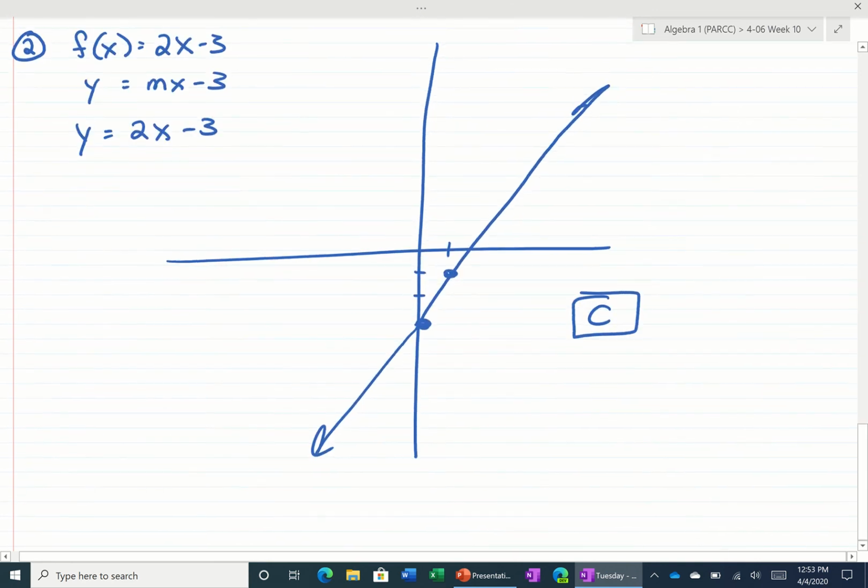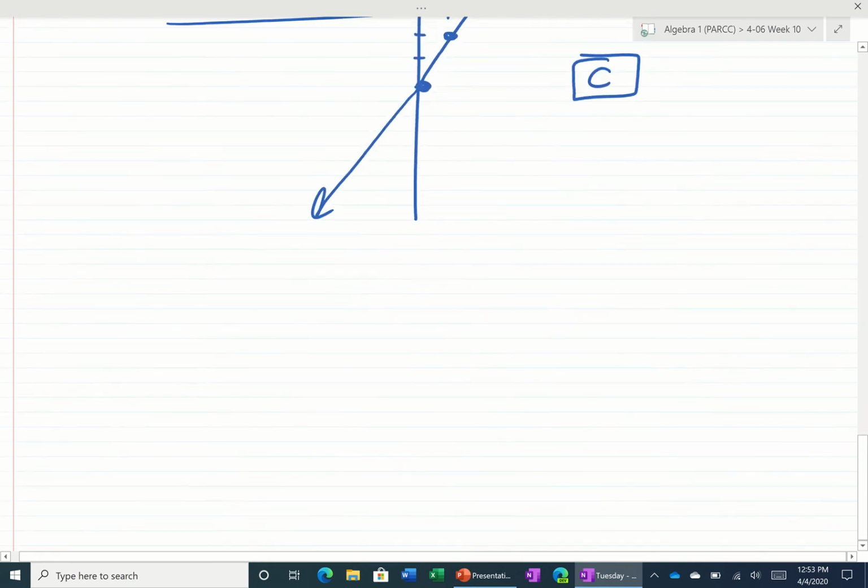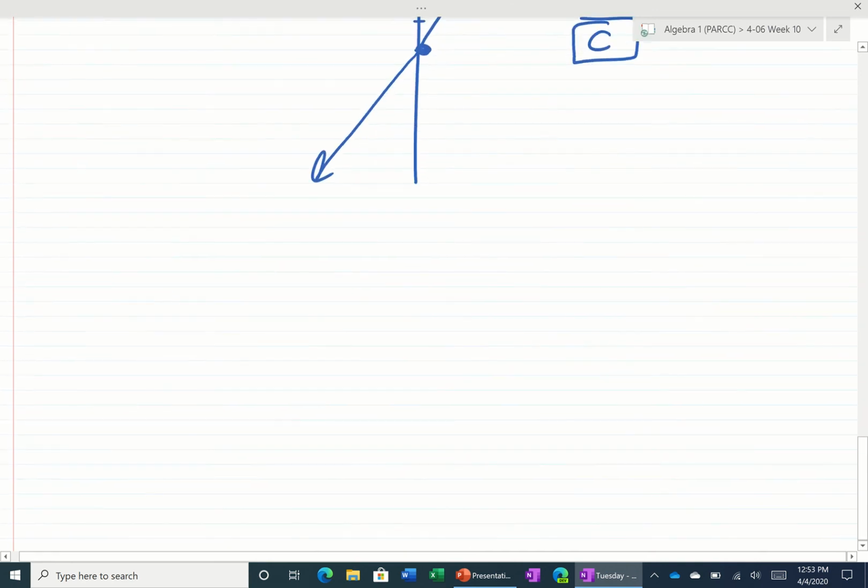All right, so for homework, I would like you to practice graphing a few of these. Try to graph y is equal to -1/3 x plus 1. Try to graph y is equal to 0. And try to graph 4x minus y equals 8.